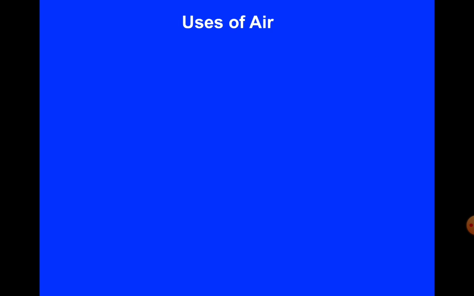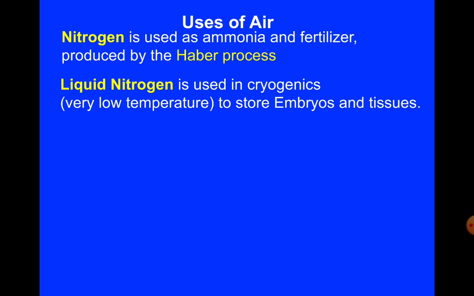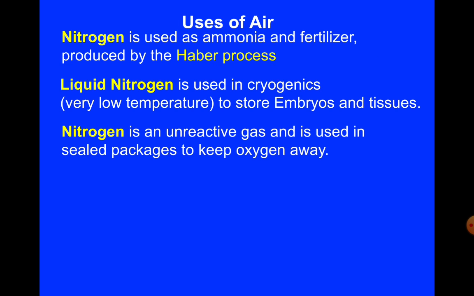Now what are the uses of air? Well, we have nitrogen. Nitrogen is used as ammonia and fertilizer, which is produced by the Haber process. Liquid nitrogen is used in cryogenics, to keep things at very low temperature, for example, to store embryos and tissues. Also, nitrogen is a very unreactive gas, and it is used in sealed packages to keep oxygen away.